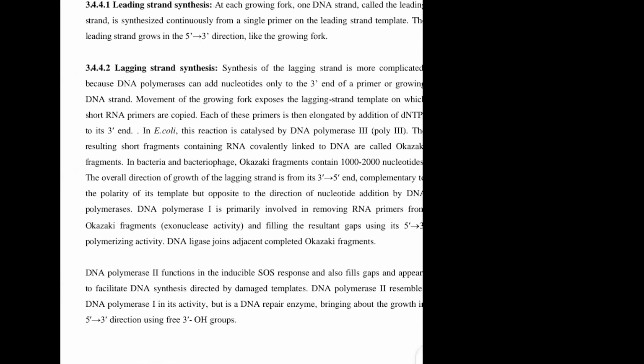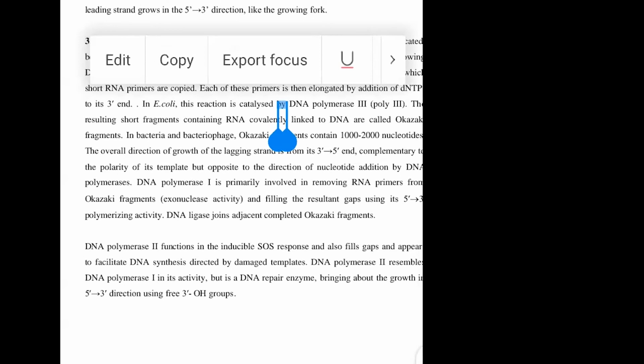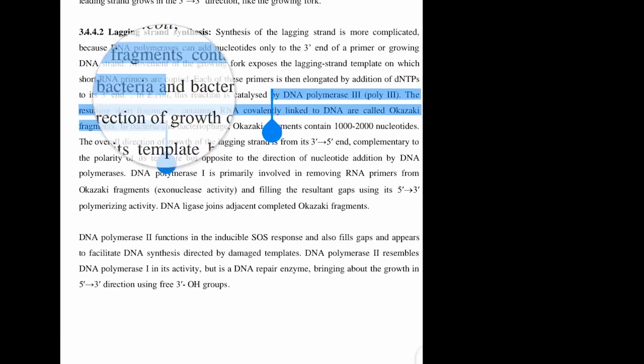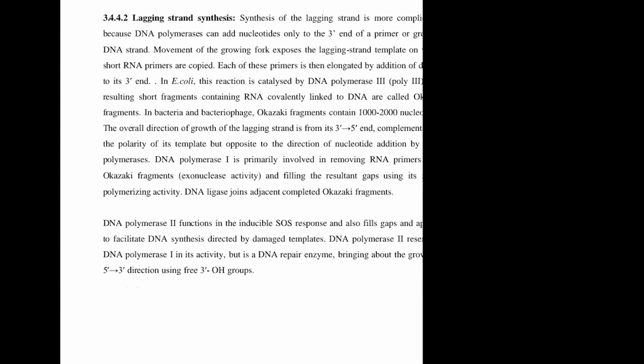Okay. So let's go to the formation of a leading strand. So now there are two strands during DNA synthesis. One strand is said to be the leading strand, while the other strand is said to be the lagging strand. At each growing fork, one DNA strand called the leading strand is synthesized continuously. Take note of the word continuously. The leading strand is synthesized continuously from the growing fork.